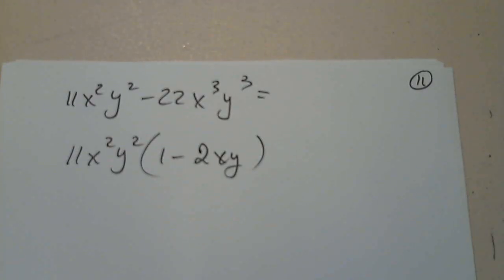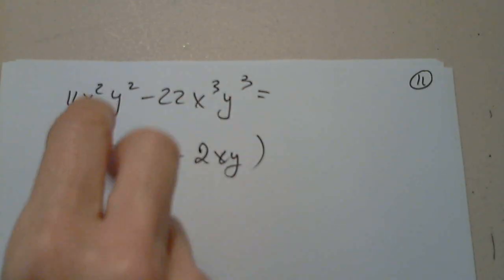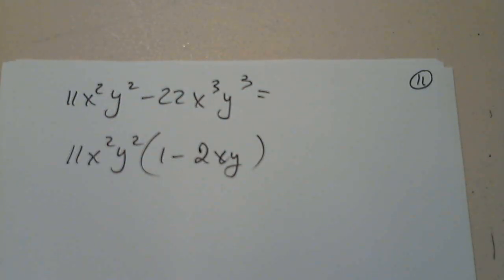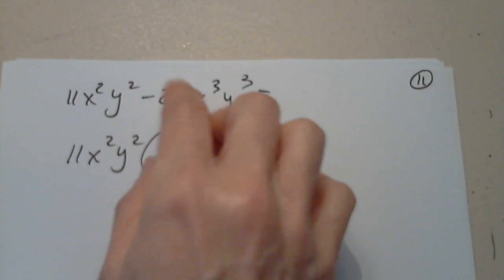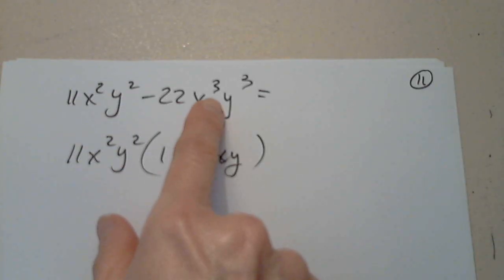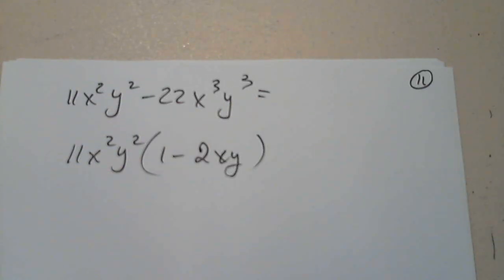Whatever you write, just imagine you go back and redistribute it. You have to get this. Is this times this that? Yes, it is. And we've done this a lot with factoring by grouping. We always checked. This times this is negative 22. X squared times x is x to the third. Y squared times y is y to the third.